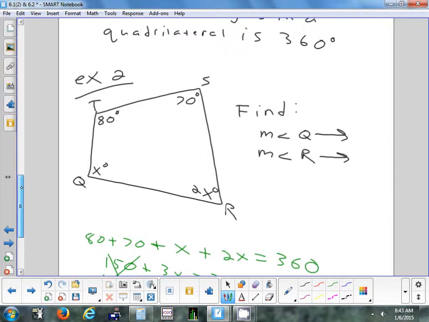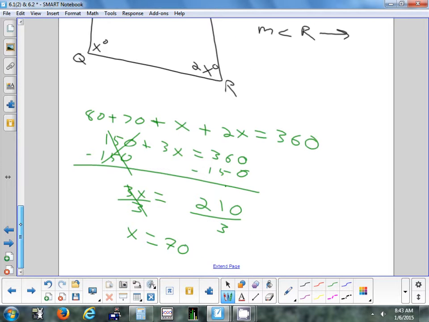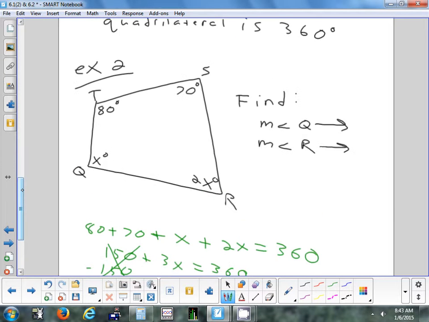They didn't ask what x was. They asked what Q and R were. So if x is 70, how big is angle Q? 70. How about angle R? 140. It's obviously not drawn to scale. Make sure you never go by the diagram because it might not be drawn to scale. Okay, any question on that?